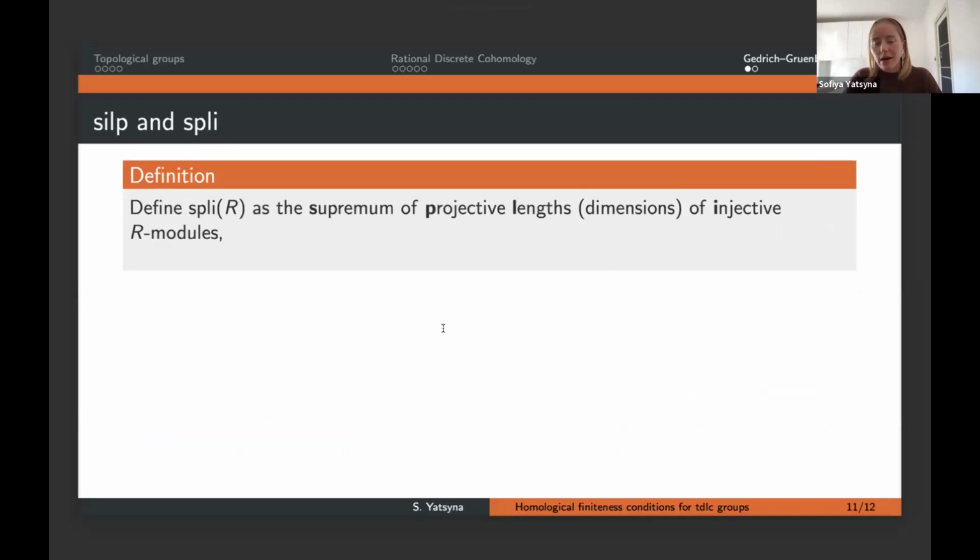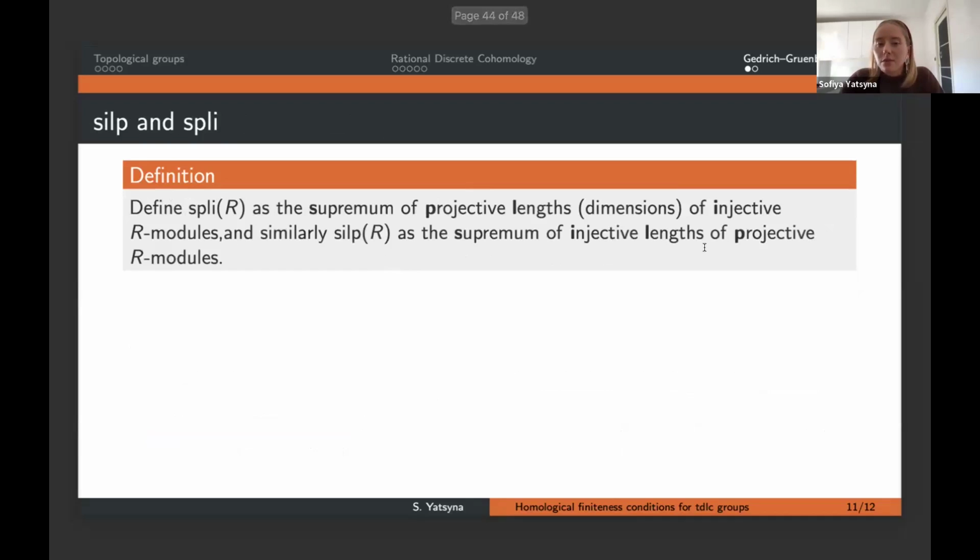So what do I look at? I look at these two invariants called silp and spli. These were defined by Gedrich and Gruenberg over the ring. silp is the supremum of projective lengths of injective modules. So that's where we get silp and spli. spli is the supremum of projective lengths of injectives. And similarly, we have silp, the supremum of injective lengths of projective modules.